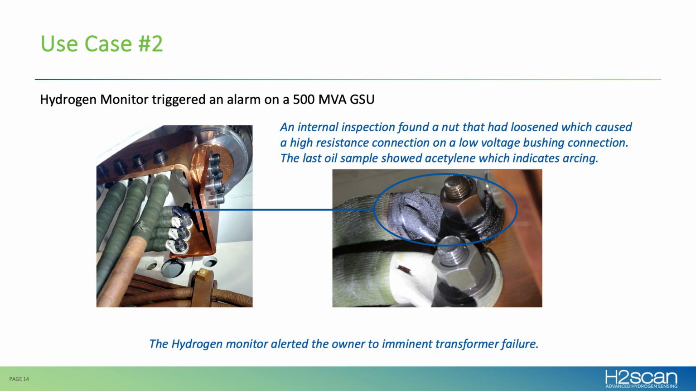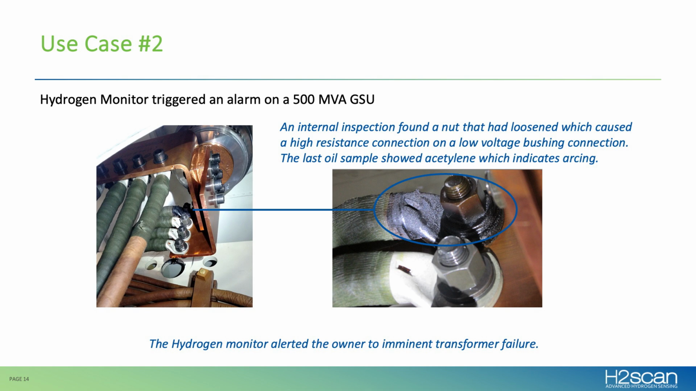At the bottom of this low voltage bushing, a nut had loosened up on a connection, creating a high resistance connection. The customer took 3 manual samples over 2 weeks, and the last one showed a settling, indicating that there was arcing, and scheduled the unit for an outage where they performed an internal inspection, found this, and they were able to save this 500 MVA GSU.